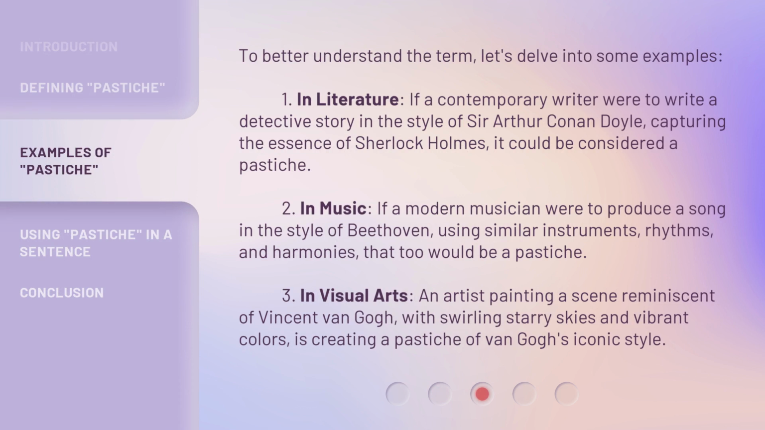To better understand the term, let's delve into some examples. 1. In literature, if a contemporary writer were to write a detective story in the style of Sir Arthur Conan Doyle, capturing the essence of Sherlock Holmes, it could be considered a pastiche. 2. In music, if a modern musician were to produce a song in the style of Beethoven, using similar instruments, rhythms, and harmonies, that too would be a pastiche. 3. In visual arts, an artist painting a scene reminiscent of Vincent van Gogh, with swirling starry skies and vibrant colors, is creating a pastiche of Van Gogh's iconic style.